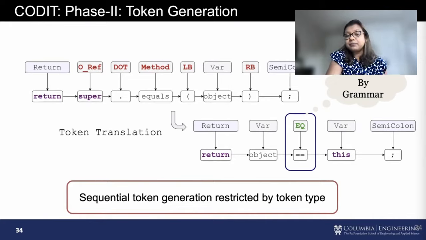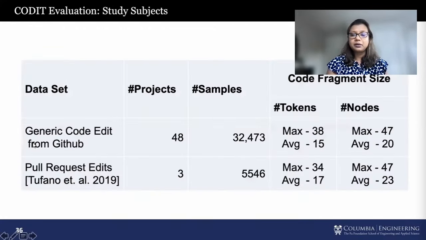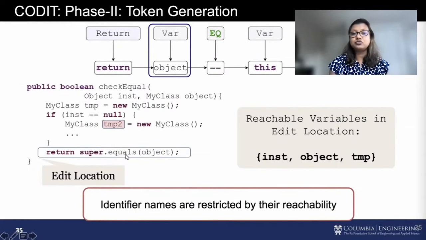However, this case is not so simple when we are trying to generate an identifier, right? Because the identifier can be anything in the code. The code has open vocabulary. So to generate more correct identifiers, we impose scope analysis. For example, here we wanted to generate this line, super equals object. Temp2 will never be reached here, because temp2's scope is only limited to this if block. So with this kind of scope analysis, at my edit location, my only reachable identifiers are inst, object and temp. That's how I cut down the search space significantly and can generate more correct code.